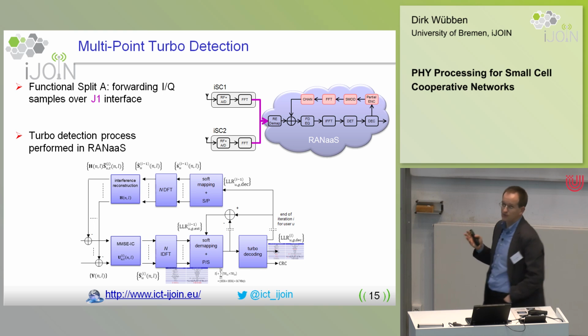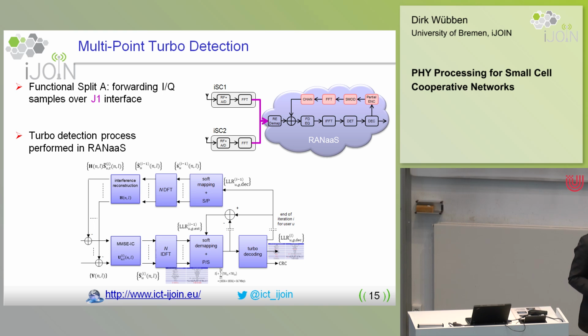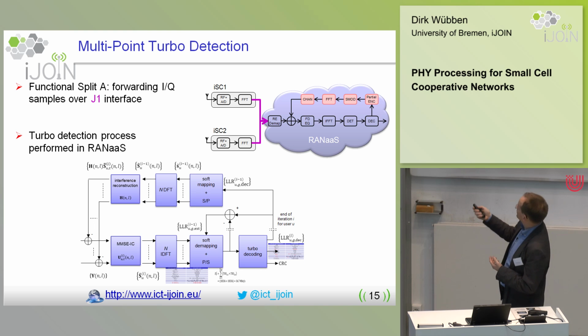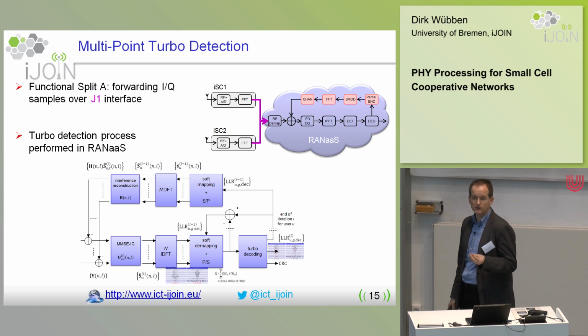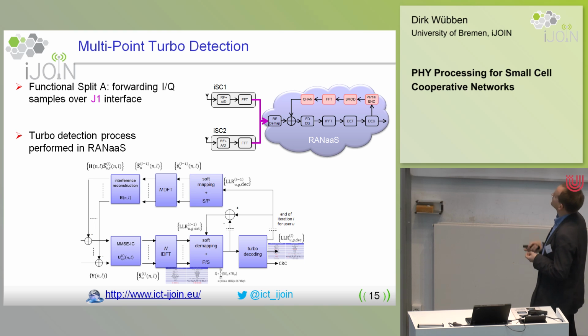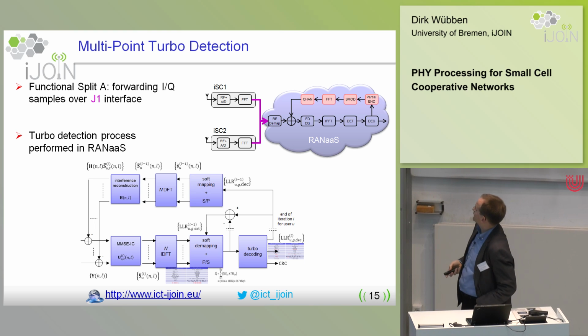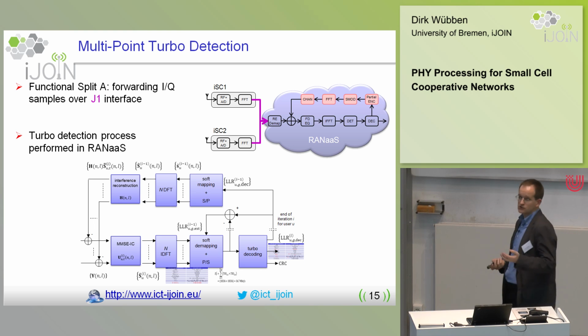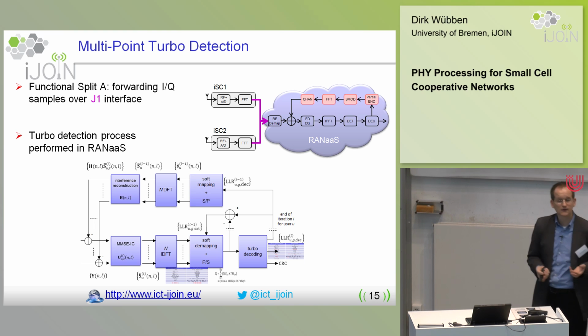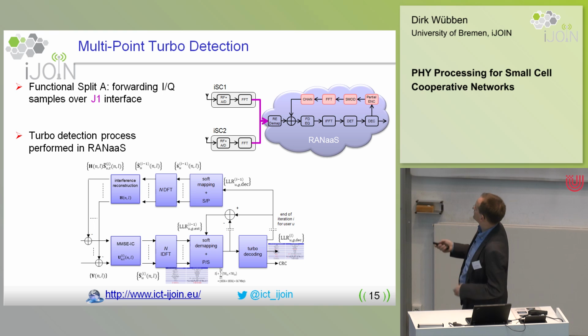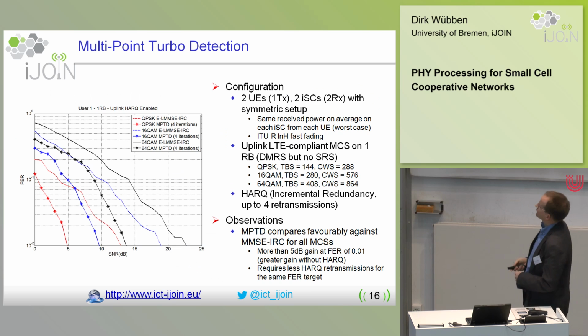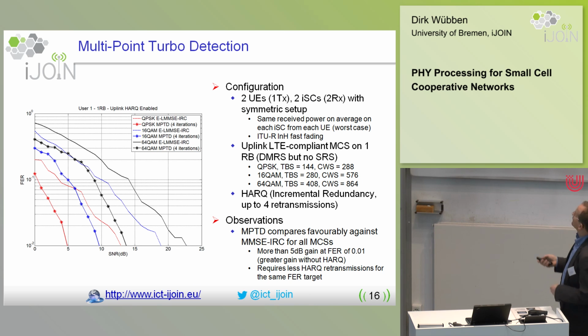Multipoint turbo detection follows a fully centralized approach, which means that we are looking for functional split A, where IQ signals are forwarded from the ISCs to the RANners. However, in the RANners and over the J1 interface, we need a relatively huge bandwidth on the J1. And in the RANners, we then perform enhanced turbo detection or turbo decoding, block diagram as you can see it here. So it's not just the common linear MMSE detection scheme, which is usually used, but it's really an iterative turbo detection approach, and leads to these performance results for a system where we just have 2 users, 1 transmit antenna.